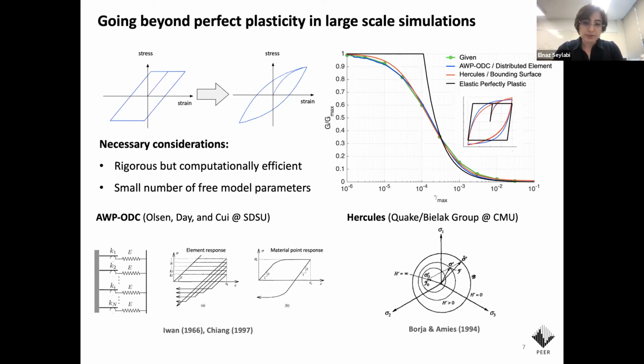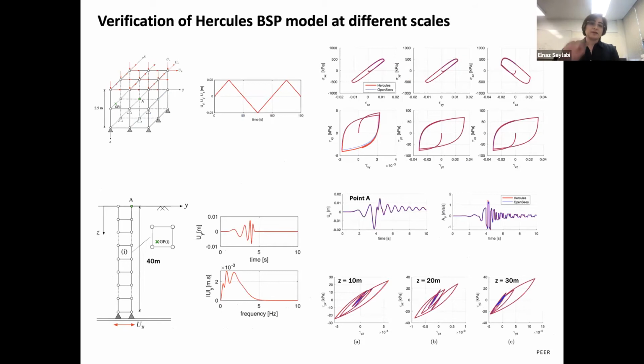So I just want to talk a little bit more about the model we have implemented and verified in Hercules. In order to make sure that the model is working well, we did verifications at different scales. Here I'm showing the results for material point analysis and also for a site response analysis. For both cases, we compared the results against a similar implementation of the same model in OpenSees. It was actually by Gang Wang, who is going to present in our next session. And as you see, the model is working really well in comparison to our reference solution.